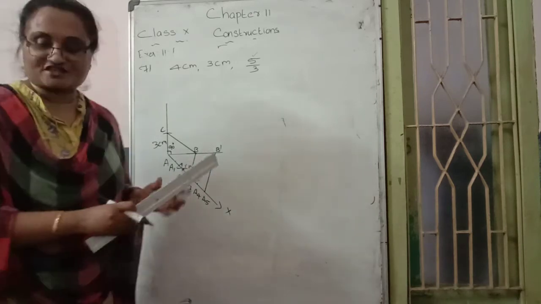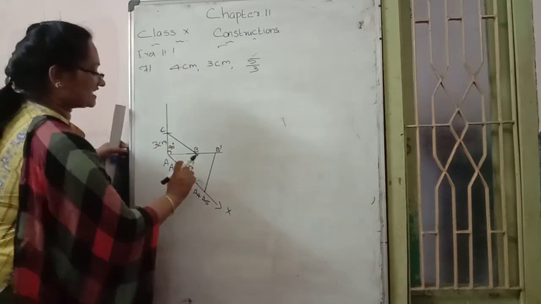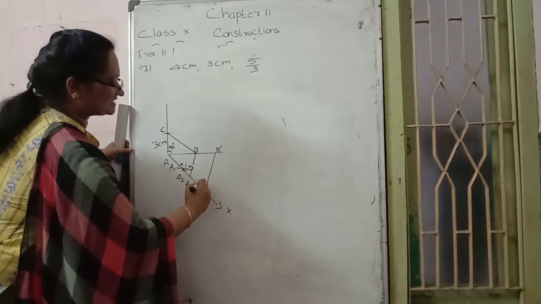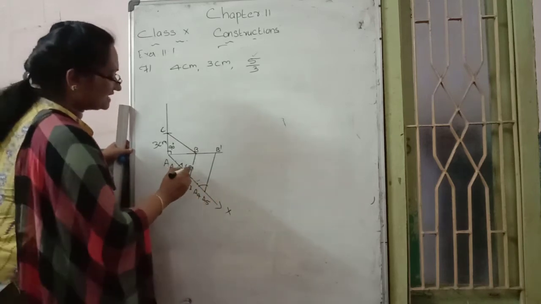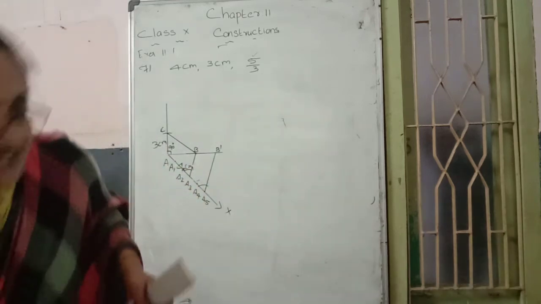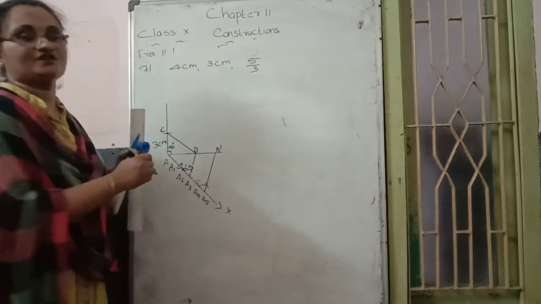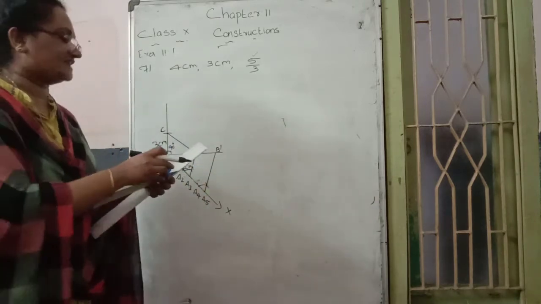Here the arc construction is the same way. With A3 as center, draw an arc. Again with A5 as center, draw the same arc. Then construct the same arc here and join. In that way you can construct.